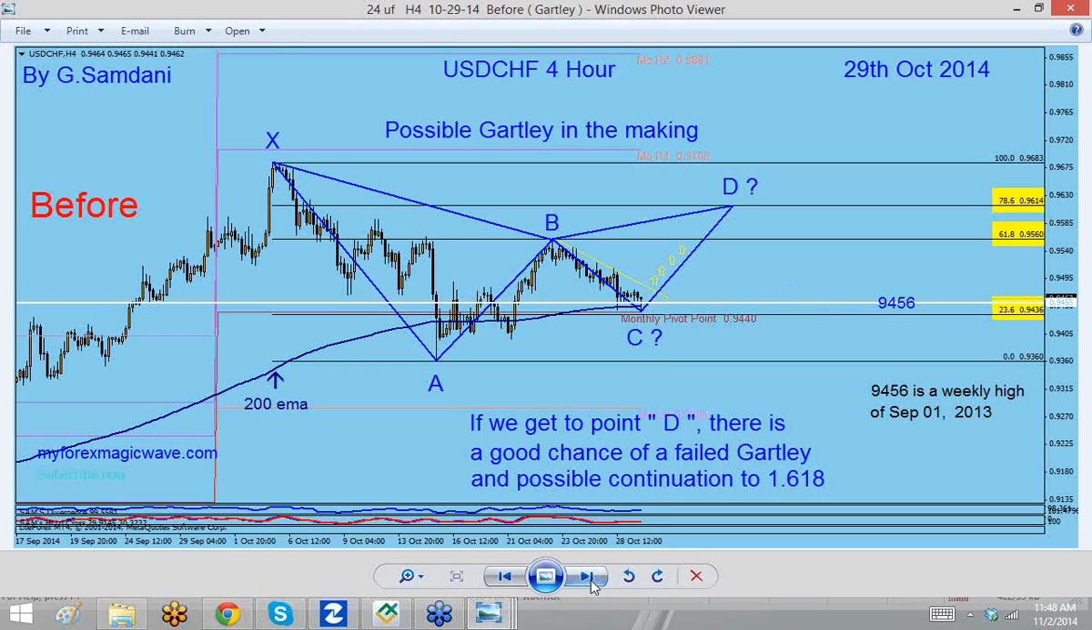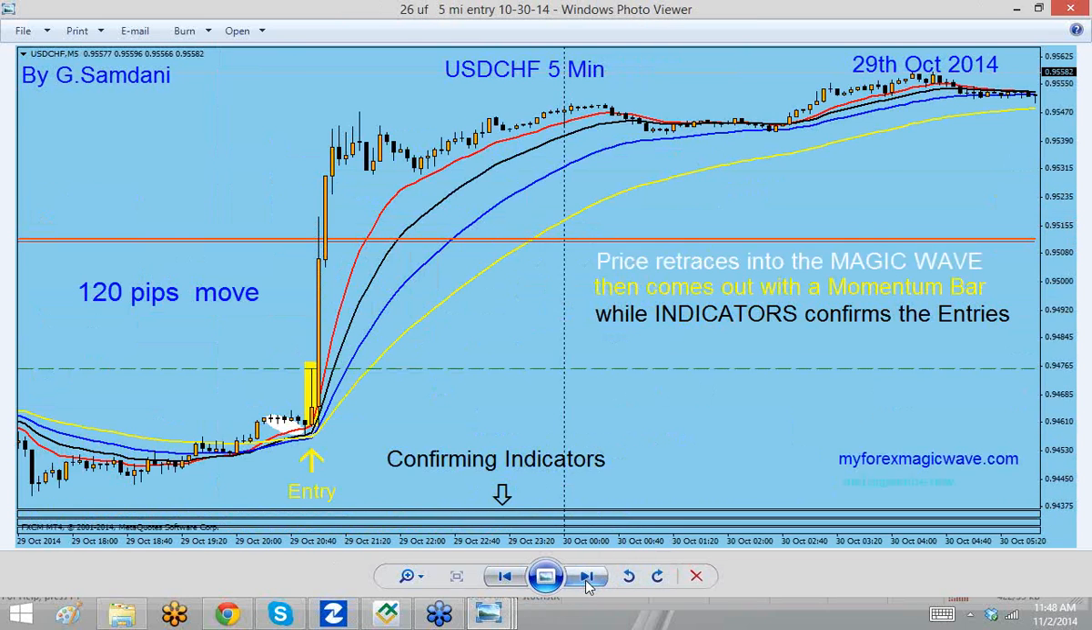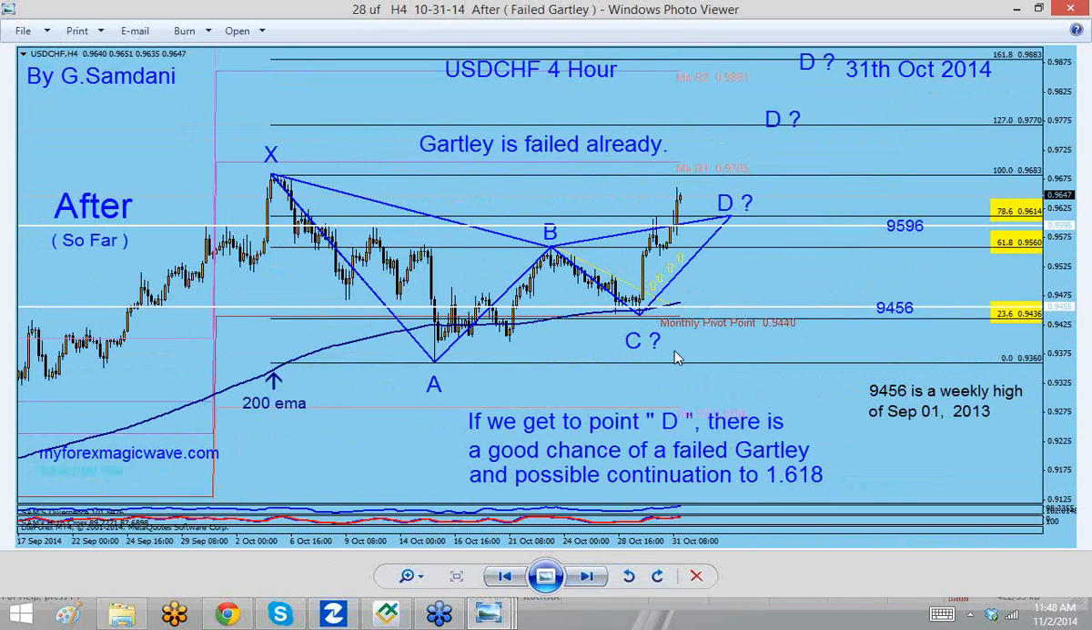What happened next here, you can see clearly that we went to the D point, and if it is going to fail, it will drop from D to the B point and then continue. And these were my trades. This is the trade, the long trade. And now you can notice here that we already broke above the D point.